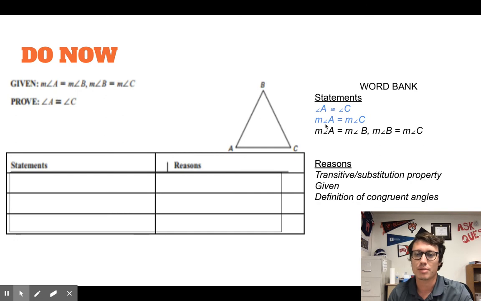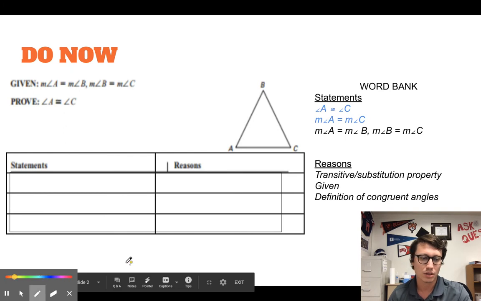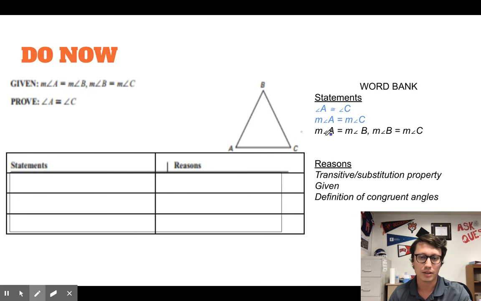You have all your statements. You need to put them in the correct order. You have all of your reasons. You need to put them in the correct order. Okay, remember, always start with your automatic answers. Rewrite what is given to you in the first statement. Okay, so I am going to abbreviate, write a little bit shorter. I'm not going to write out the entire thing, but angle A is equal, not congruent. Angle A equals angle B.